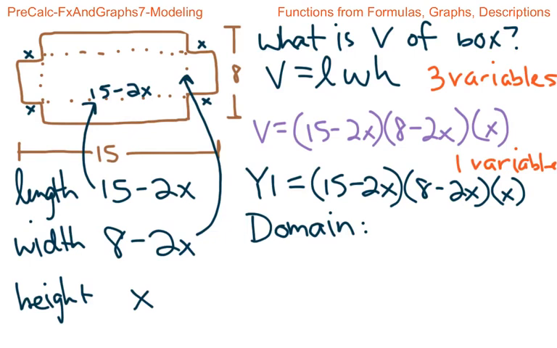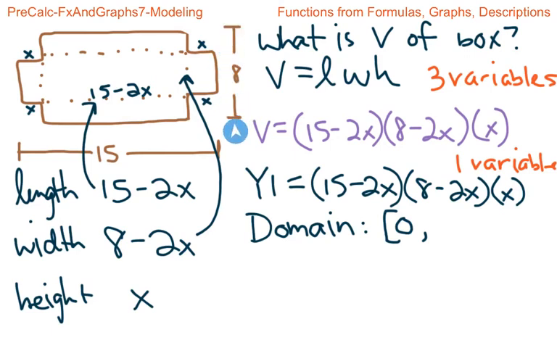I want you to think about this. The domain of this function, what's the smallest x value? What's the largest x value? Well, the smallest x value is actually 0. We're not going to cut out anything less than 0. You can't cut a negative value out of the box. Think about the largest value that you could cut out. That one side there is only 8 inches long.